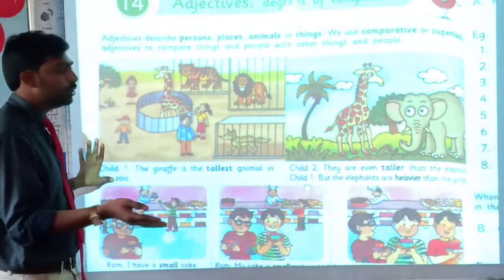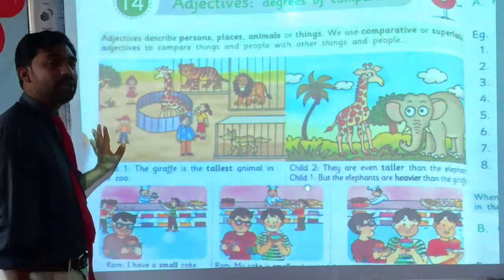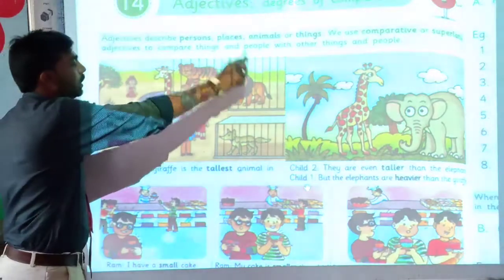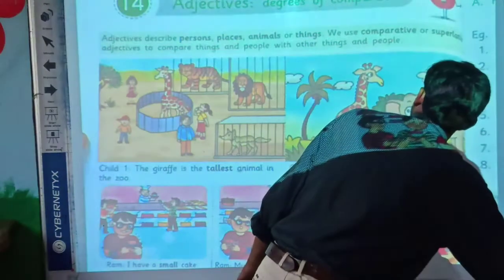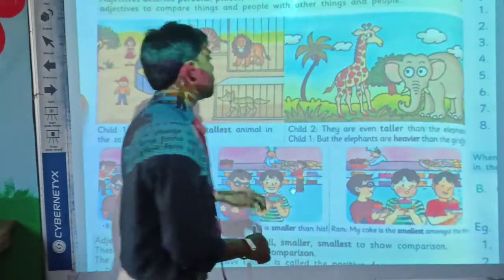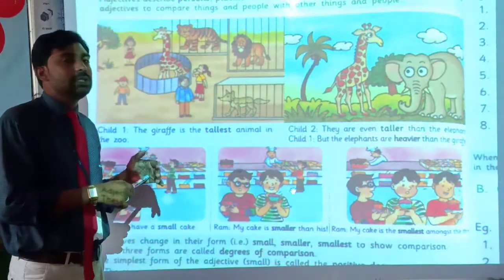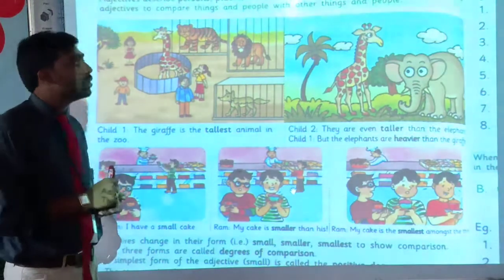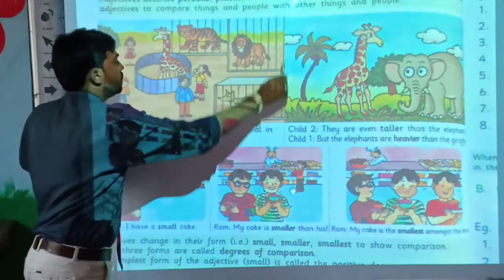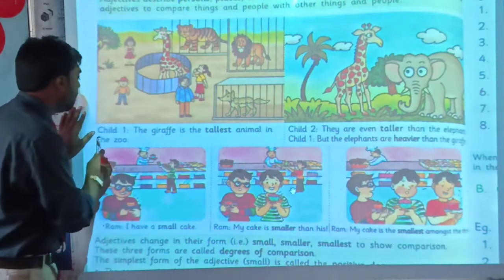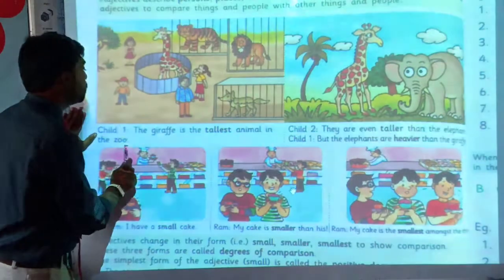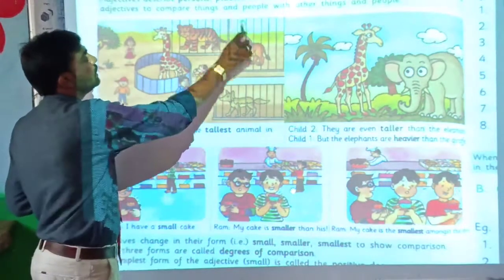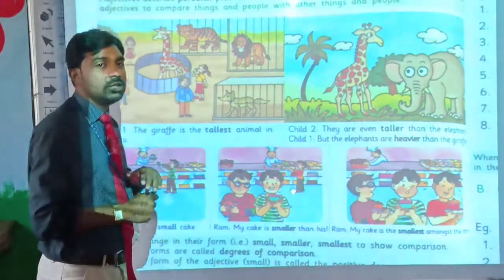Now let's see what picture is given here in your book. You can watch in your book or you can look at the screen too. Some sentences are there. Child 1 and child 2 are talking to each other. They are describing these things as well as comparing them with each other, animals and things. Child 1 said, the giraffe is the tallest animal in the zoo. We can see here the giraffe is the tallest animal in the zoo.